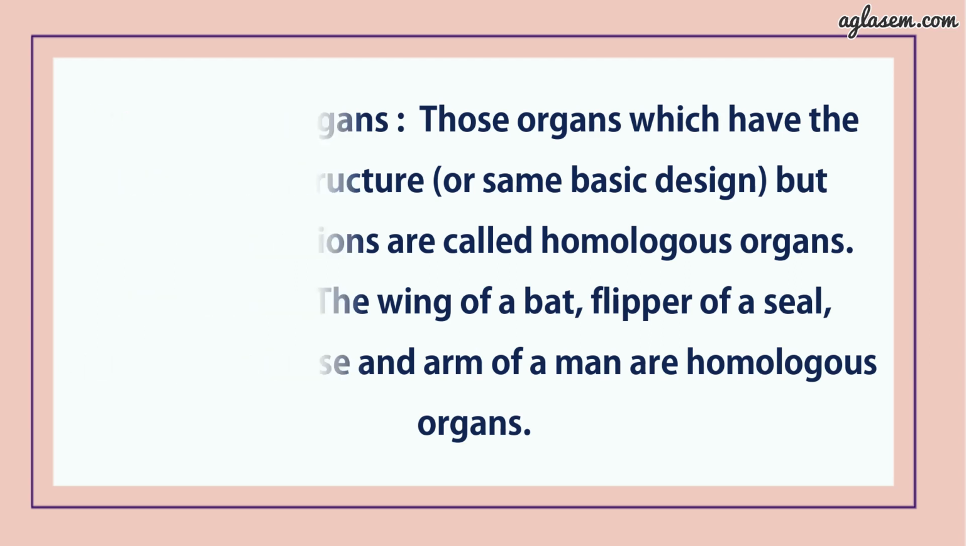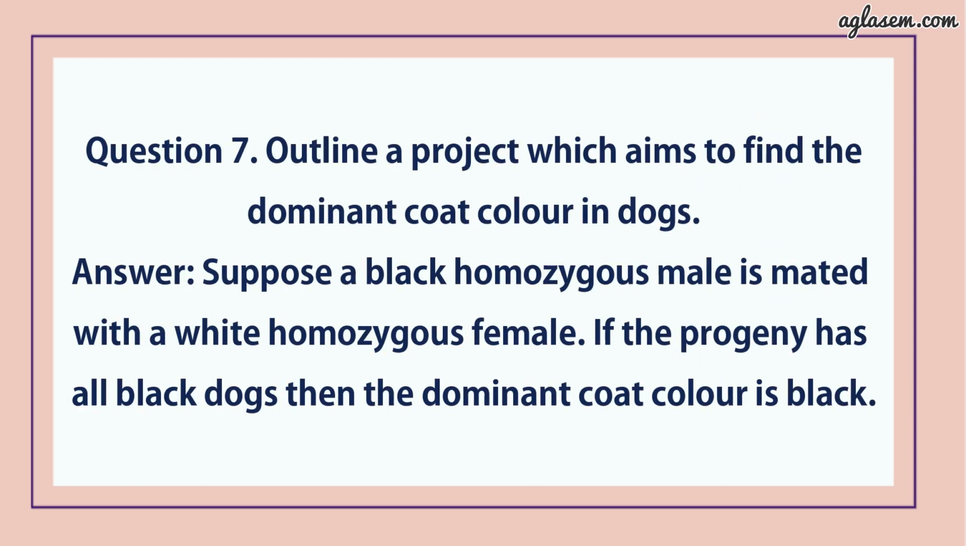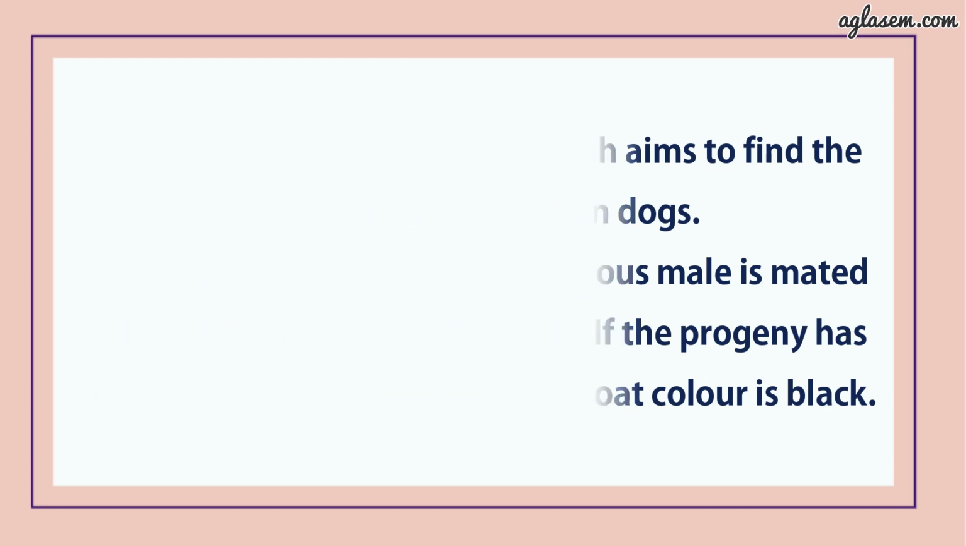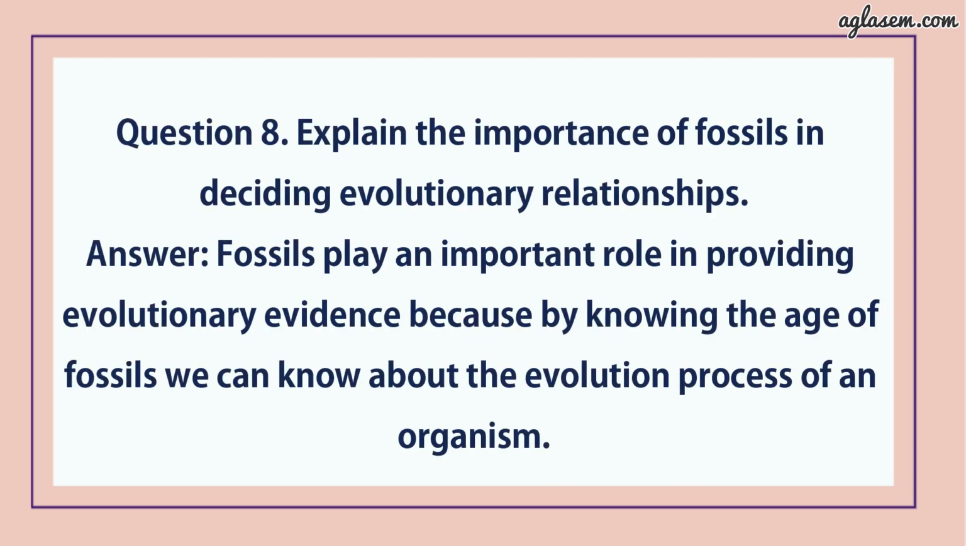Now, let's discuss question number 7, which says, outline a project which aims to find the dominant coat color in dogs. So the answer is, suppose a black homozygous male is mated with a white homozygous female. If the progeny has all black dogs, then the dominant coat color is black. Further, question number 8 says, explain the importance of fossils in deciding evolutionary relationships. Answer is, fossils play an important role in providing evolutionary evidence because by knowing the age of fossils, we can know about the evolution process of an organism.